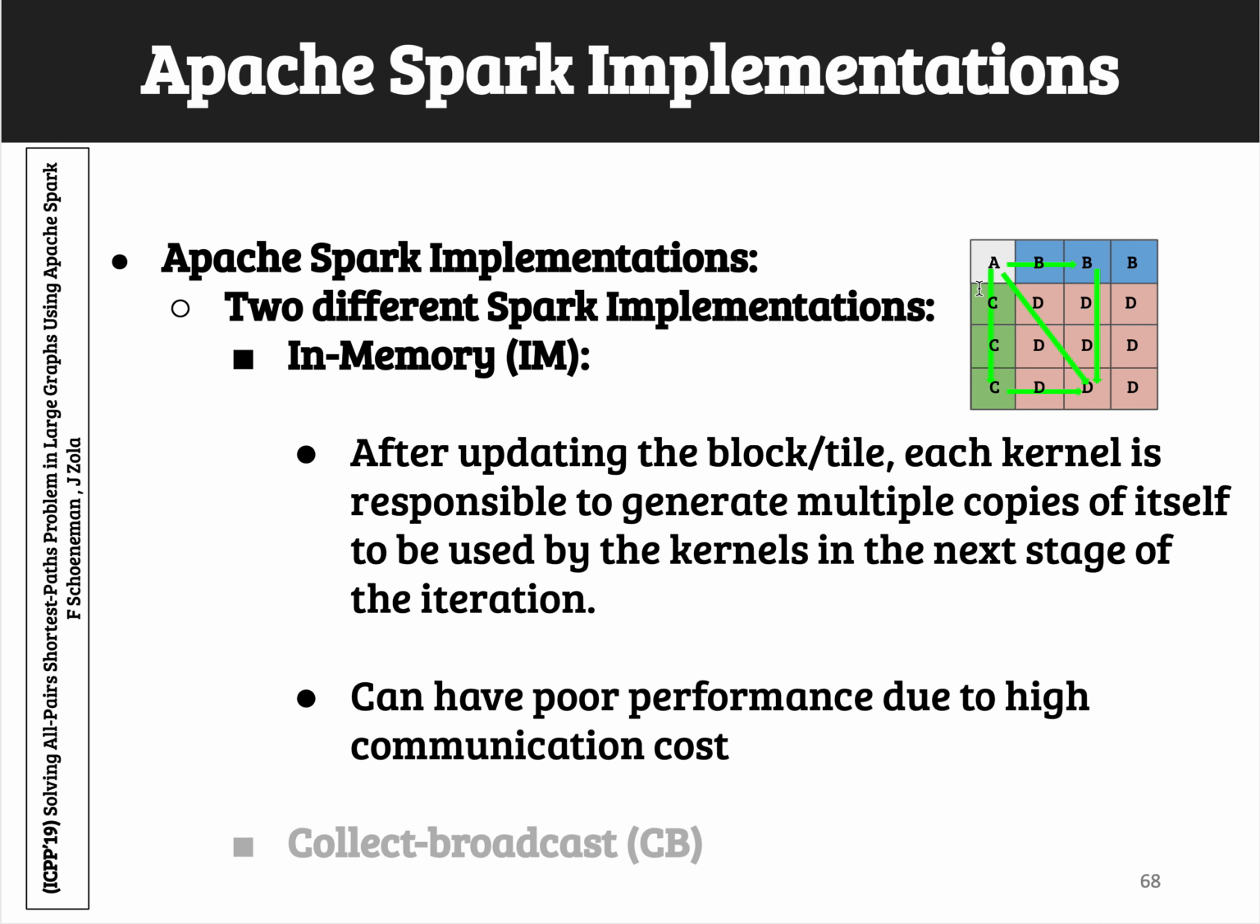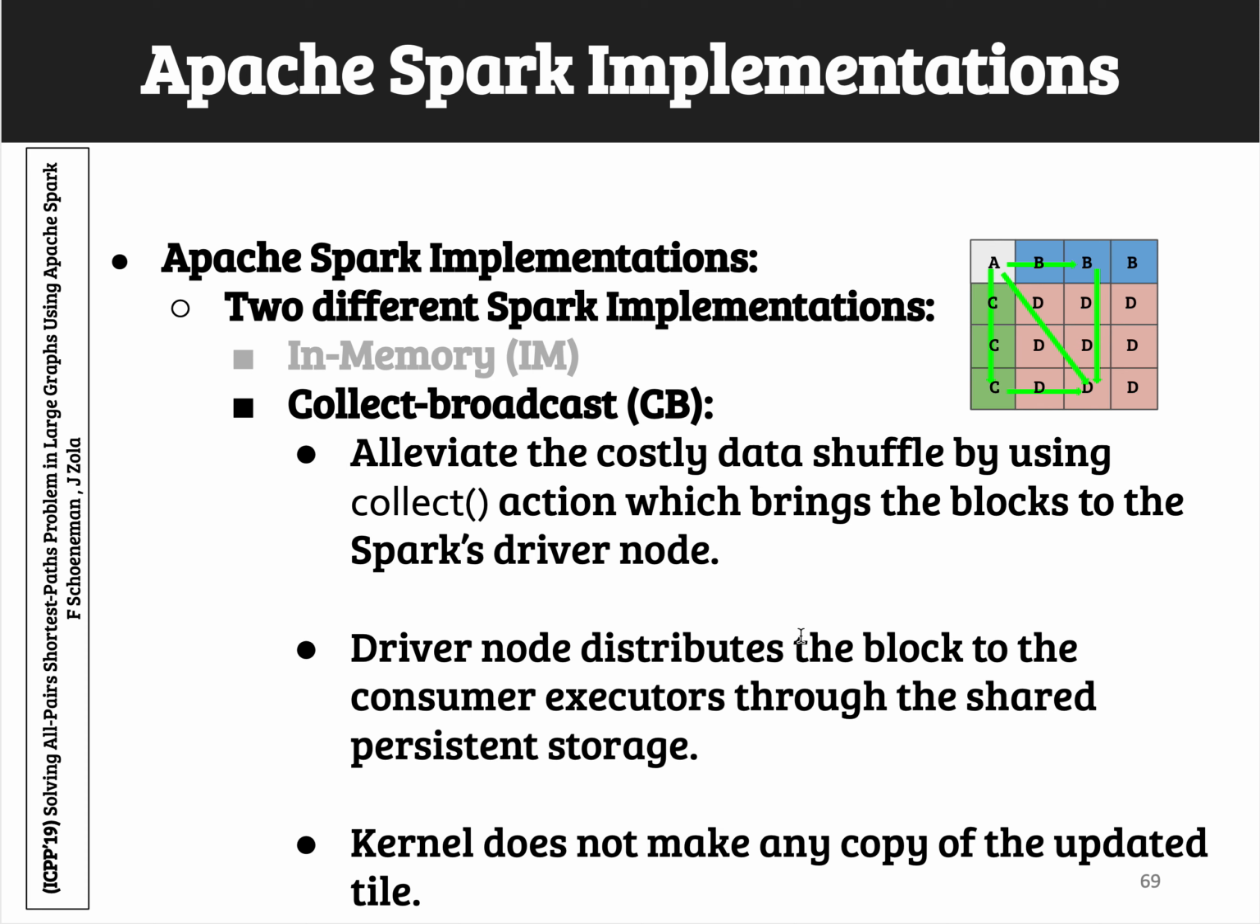For example, we know that in the Gaussian Elimination algorithm, this block is being used by all other kernels B, C, and D. So kernel A is responsible for updating it as well as making such copies. Obviously, because of these multiple copies and data communication, we might have very poor performance on some benchmarks. The second implementation is called collect broadcast, which alleviates this costly data shuffle by using the Spark action called collect, which brings the blocks to the Spark driver node, and the driver node is responsible for distributing the blocks to the consumer executors through the shared persistent storage. So somehow we are trading off this costly data shuffle with storage. And obviously kernels don't need to make any copy of the updated tile anymore.